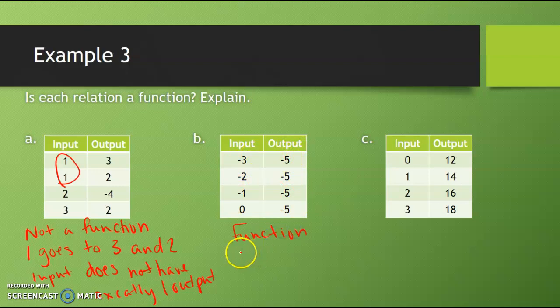And the reason, each input has exactly one output. Okay, so now looking at this one, 0, 1, 2, 3. So my inputs, there's only one of each, and there's only one of each of my outputs, and so this is a function. And again, each input has exactly one output.